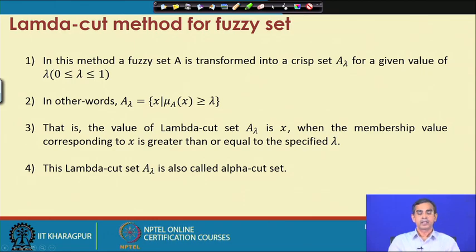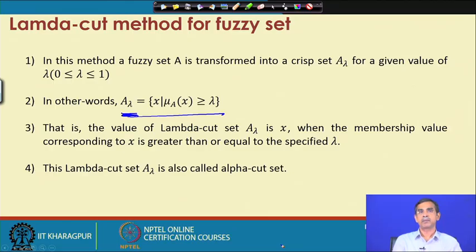Now, we discussed this when we discussed fuzzy terminology: A lambda is basically an alpha cut. So it is A alpha, actually alpha is lambda here. A lambda is a crisp set which includes all the elements x such that mu A of x is greater than or equal to lambda.